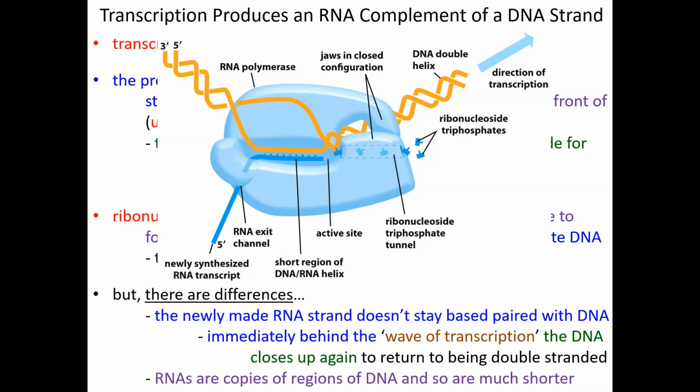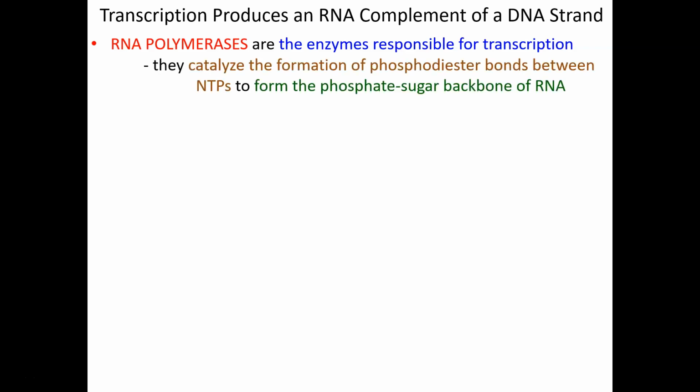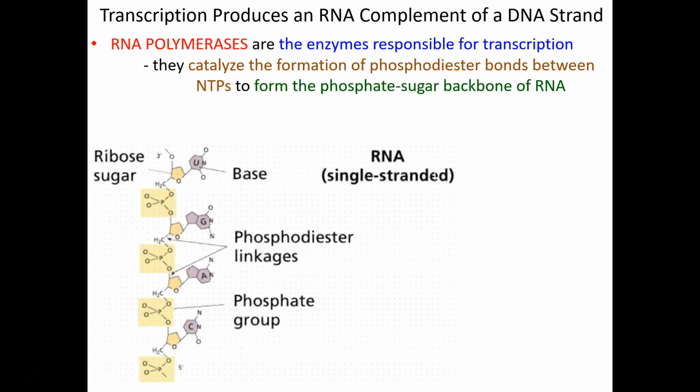We've said this already, but RNA copies, their sole point is to be portable and usable. That means they're smaller than DNA, much shorter than DNA. They're only copying the gene that we want to express, not the entire chromosome. And it's being done by RNA polymerases. RNA polymerases, as an enzyme, catalyze or oversee the formation of new phosphodiester bonds, new bonds between the NTPs or nucleotides of RNA, building that phosphate sugar backbone.